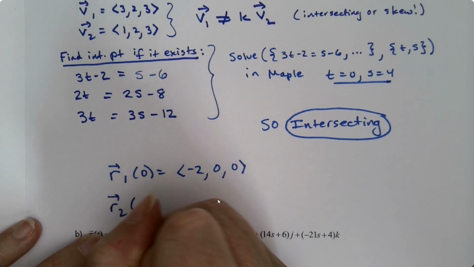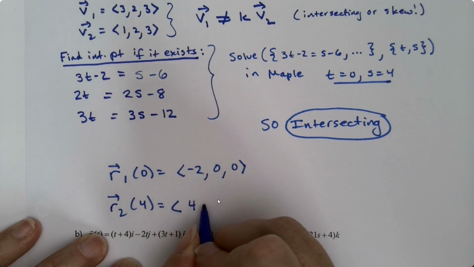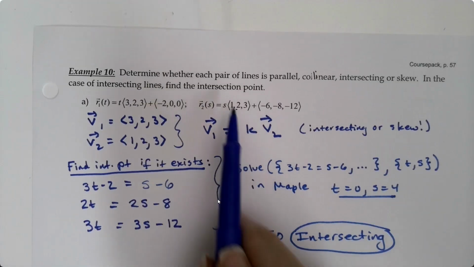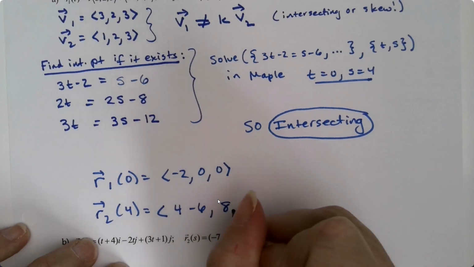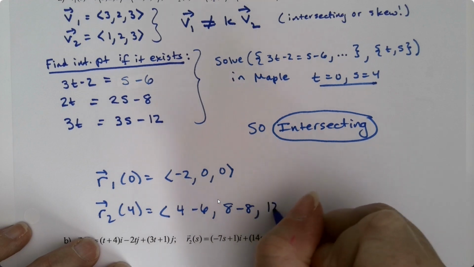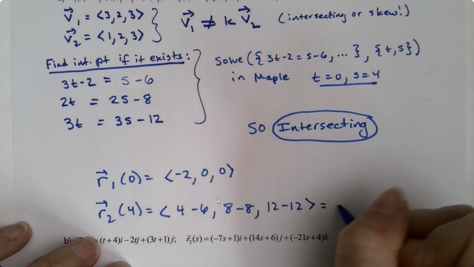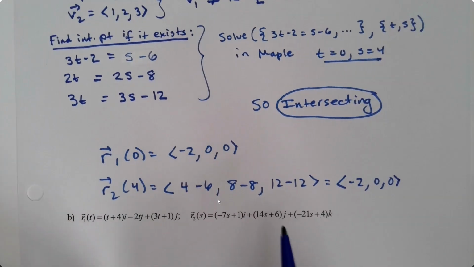R2 of 4, for the record, would be 4 take away 6, right? Because 4 times 1 is 4. 4 times 2 is 8. 8 take away 8. And then 12 take away 12, which indeed is -2, 0, 0. So you can see it doesn't matter which one you go with.